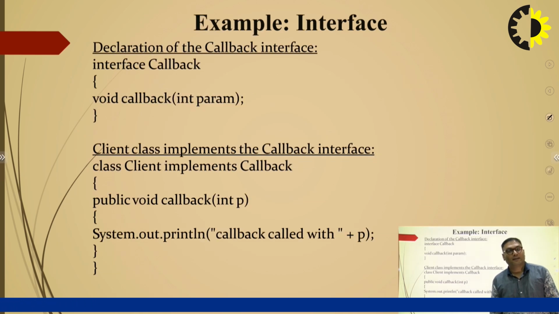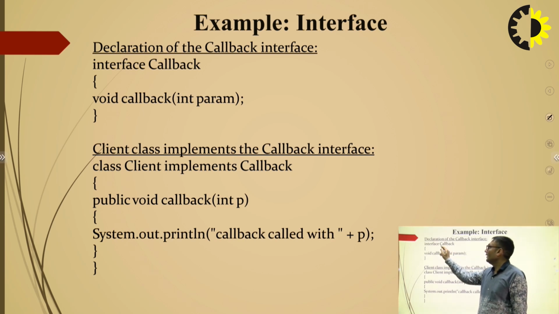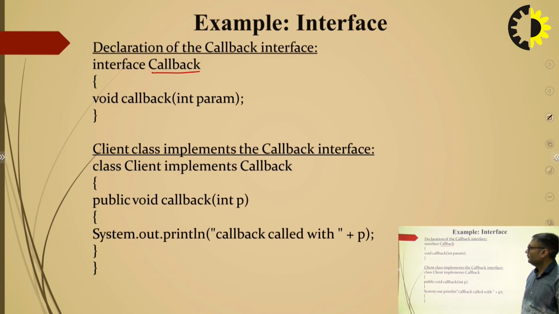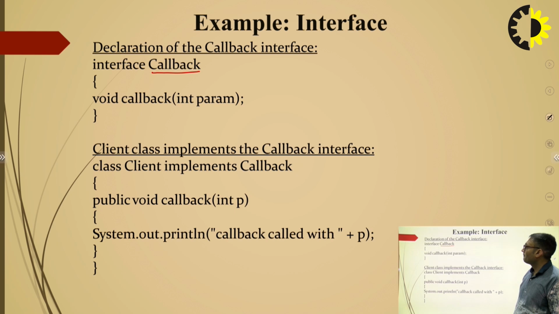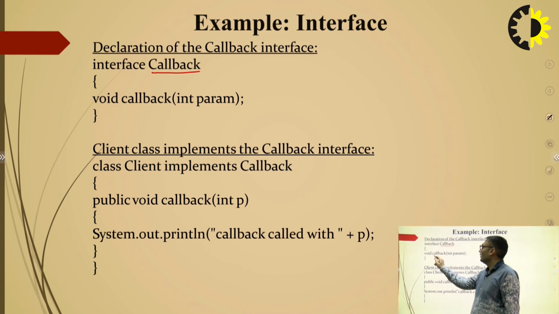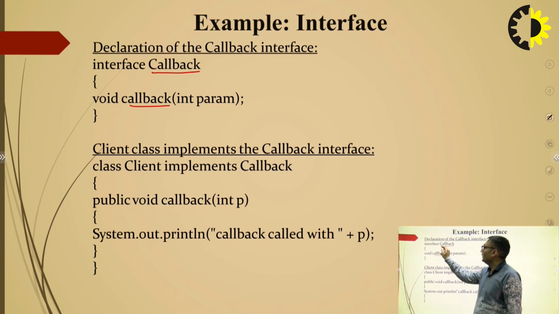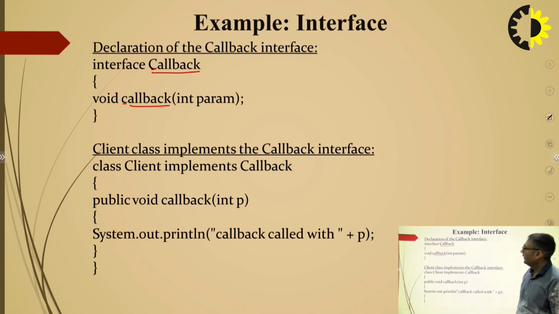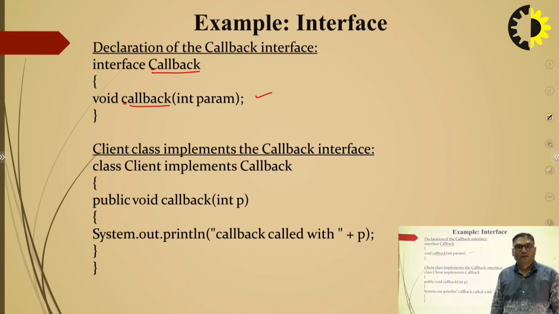Now, let's see an example of an interface. Here is an interface named Callback. Here is the interface keyword that we will always write, and there is a method callback, with the C small and the B capital. And there is no body for this, as we can't define a body. We can't write the body of a method inside interfaces.